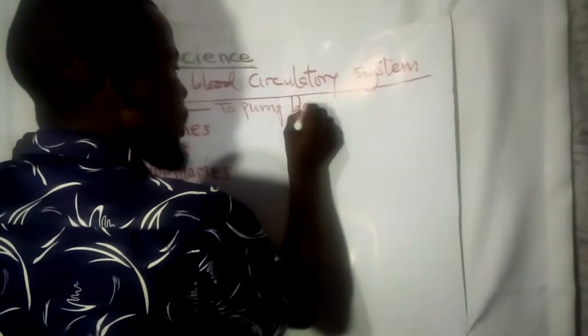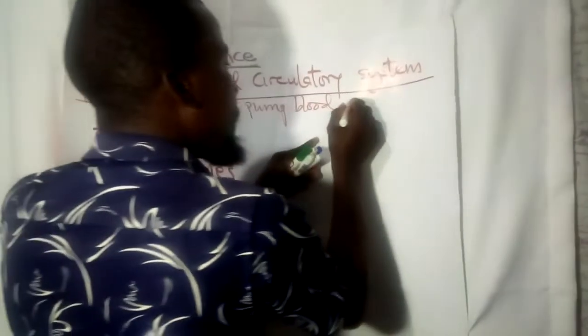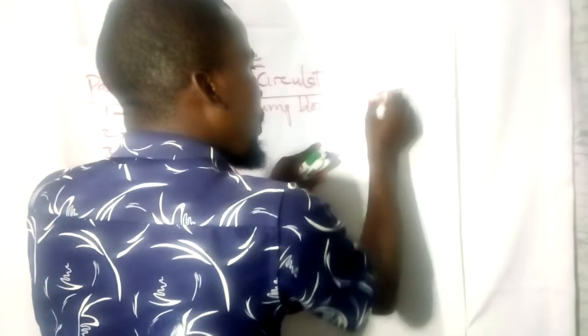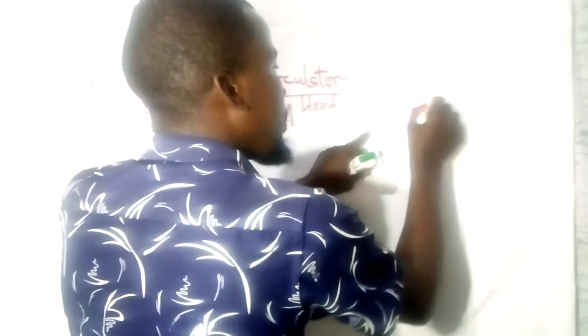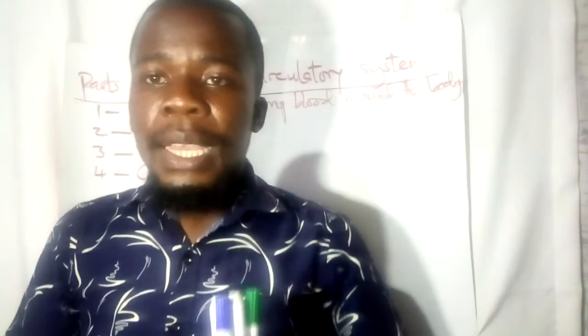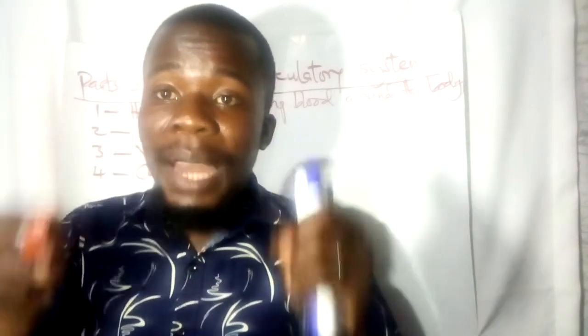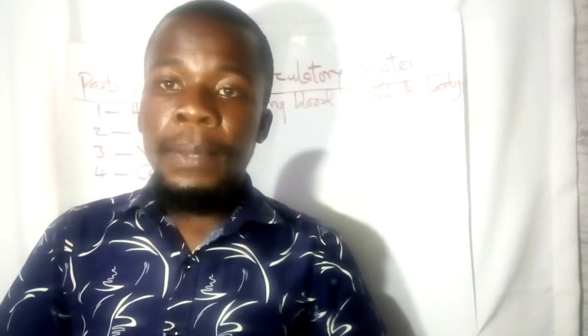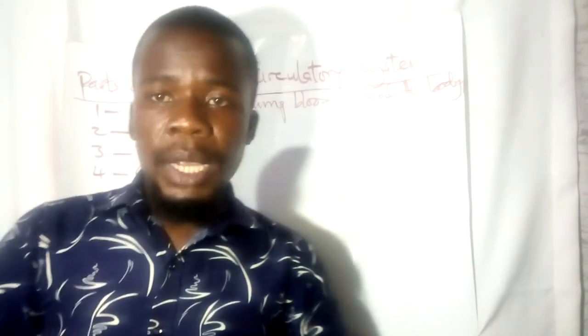To pump blood around the body. So, that is the function of the heart. The function of the heart is to pump blood around the body. All right? All right. Let's look at the arteries.